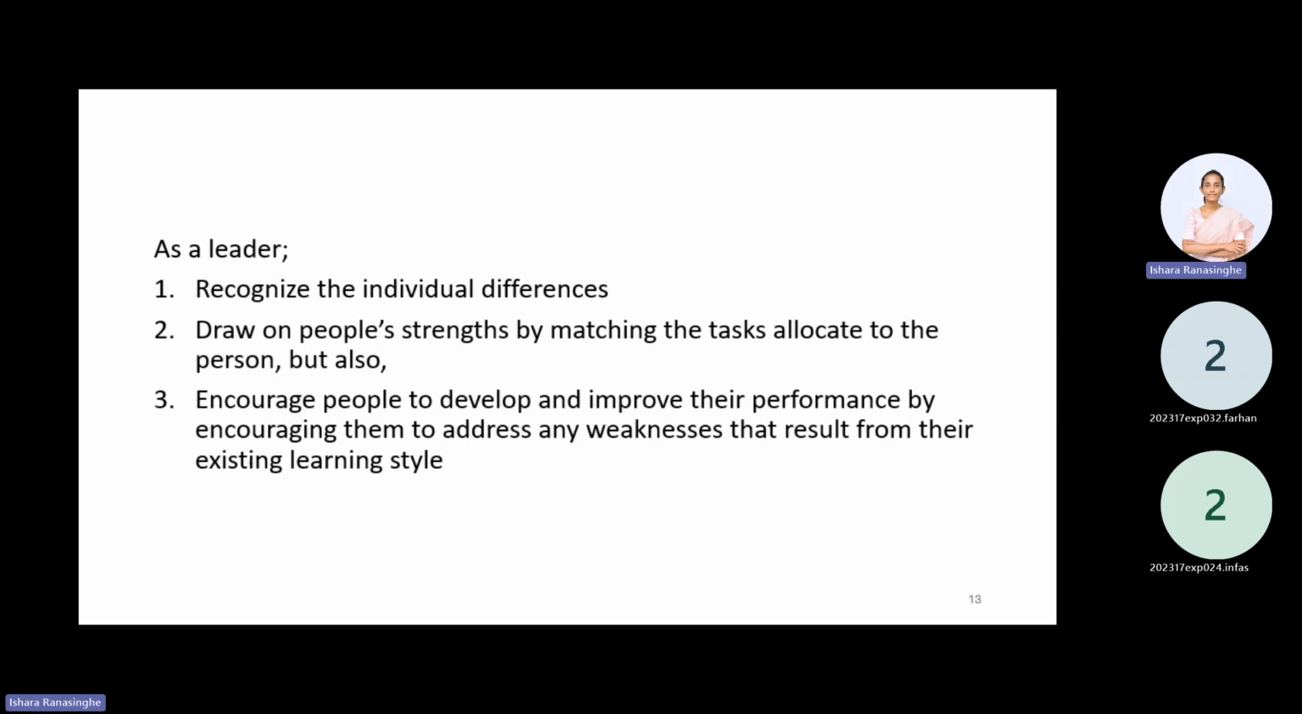Right. Third point. It is required to encourage subordinates to bridge the capability gaps. If we can encourage our subordinates to bridge the capability gaps, after some period, we can expect they also work without supervision. Right? Okay.